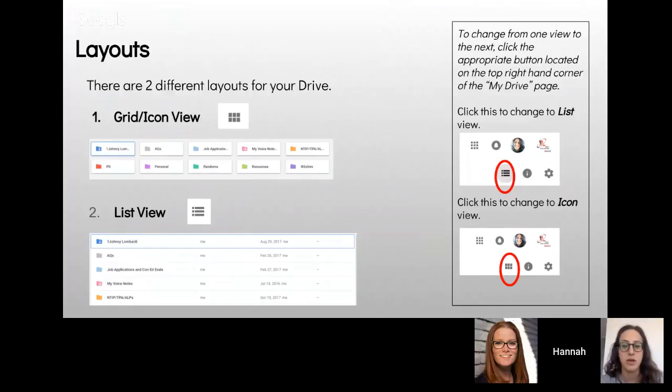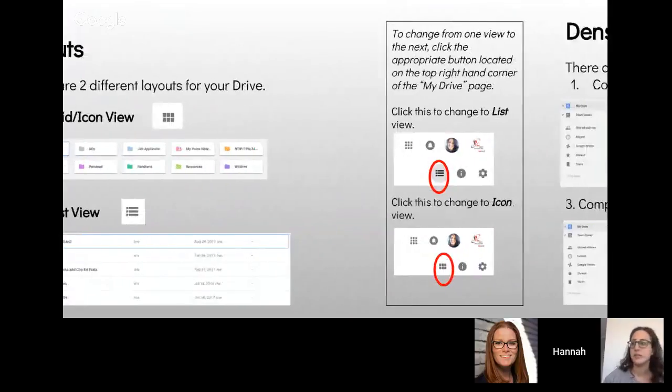So it's the 6 squares that I've circled in that bottom picture on the right. And this will just change from the 2 different views. And that's just something basic you might want to do when you're starting to see what works best for you. So we're going to go to the next slide.